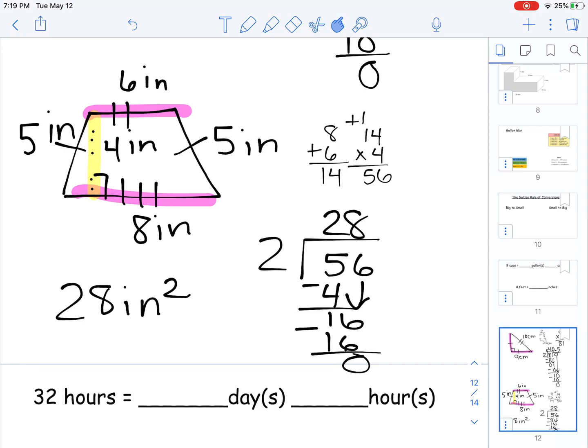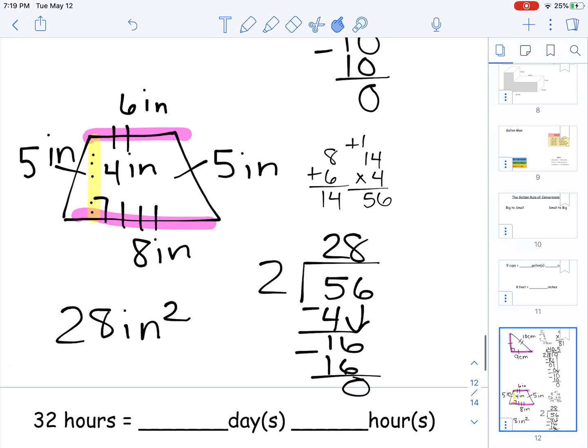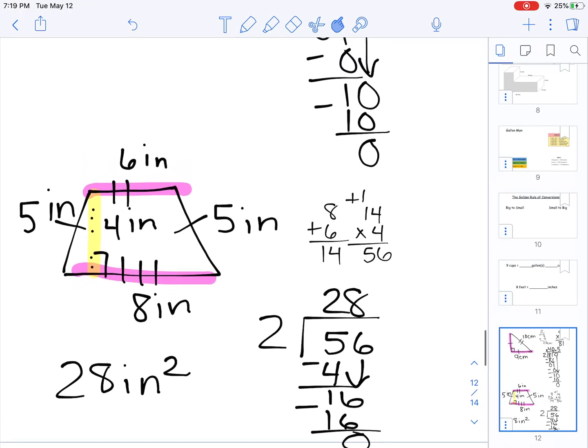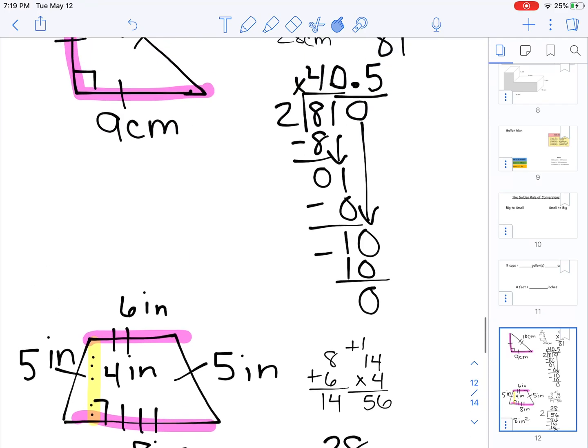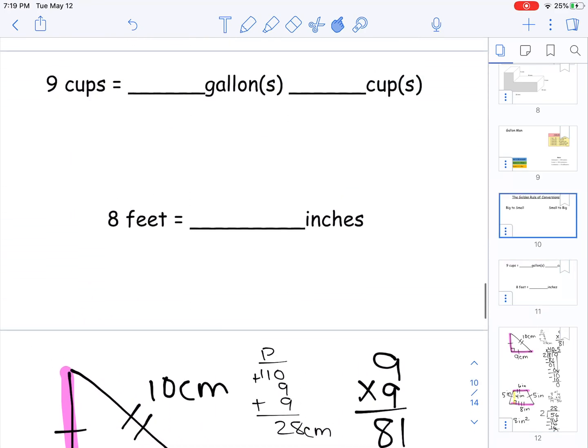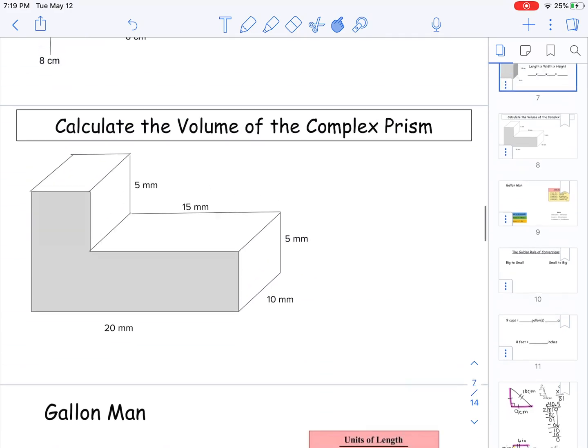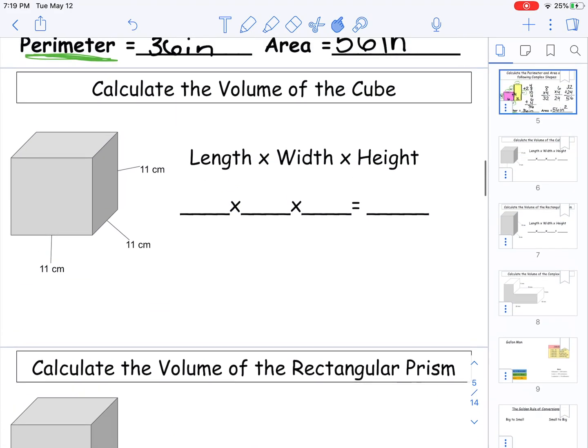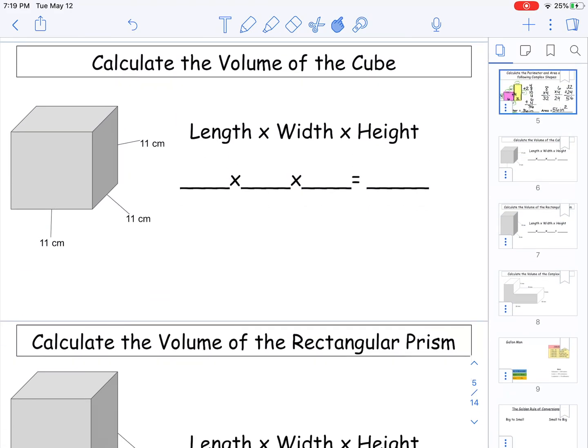Again, I apologize for not including those shapes in the mini lesson, but I just wanted to make sure you have them. If you don't want to draw them and do it in your notes, that's fine, but just please reference this video if you get confused. So area and perimeter, you will be doing squares, rectangles, triangles, trapezoids, complex shapes. Then you're going to do volume.